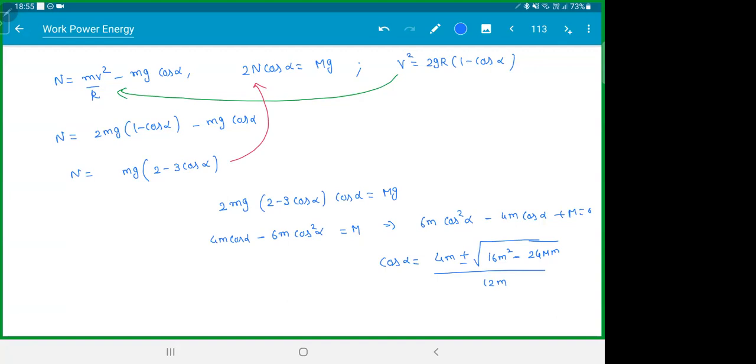Now, if you got this, you get the second part from here. For cos alpha to be real, the discriminant should be greater than or equal to 0. What is delta here? 16m square minus 24 capital M small m is greater than or equal to 0. One m will cancel. We end up with M is less than or equal to 2m by 3. Or you can write M by m should be less than or equal to 2 by 3. So the maximum value is 2 by 3. That's the ratio.